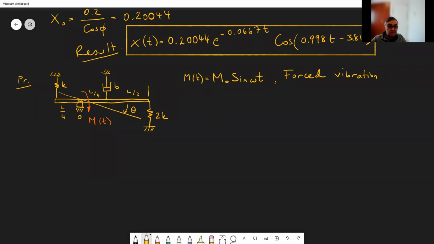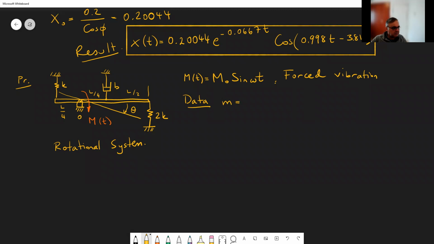Now, what is confusing is this is not translational, but rotational vibration, okay? This is a rotational system. The equations we have derived for forced vibration are valid, but you have to find their equivalents, and that is the challenging part here. And the data is as follows.